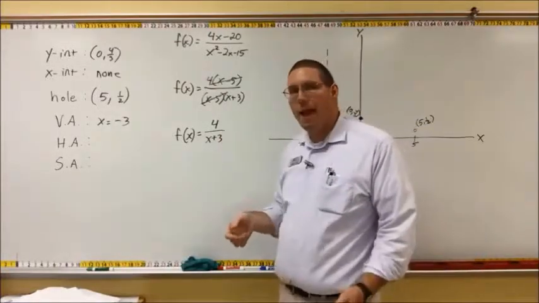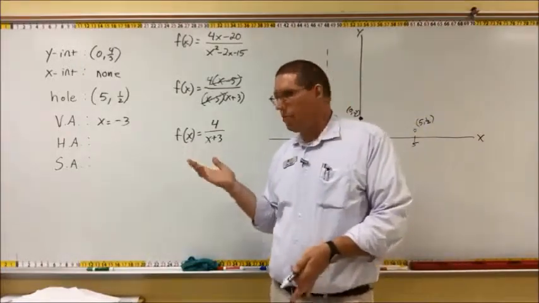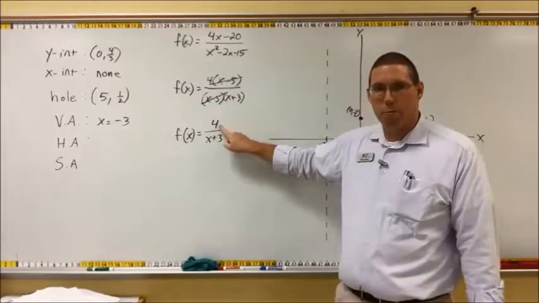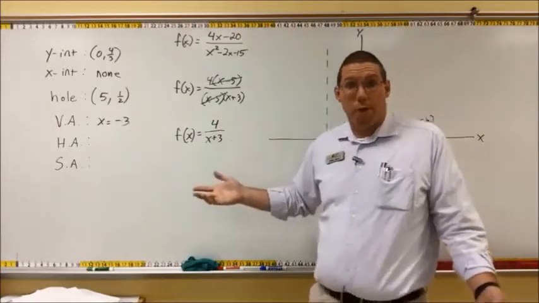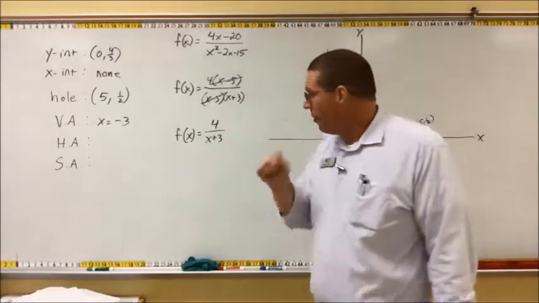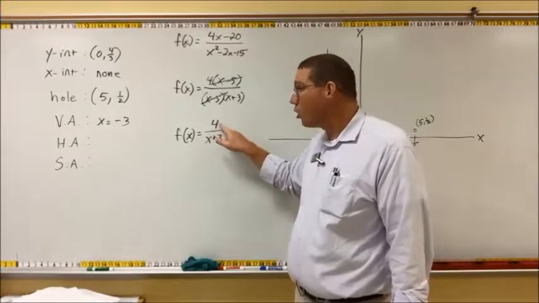Well, we want to compare the x power in the numerator versus the x power in the denominator, right? Well, what is the x power in the numerator? There's no x in the numerator. That means the x power in the numerator is 0. The x power in the denominator is 1. And 1 is larger than 0.